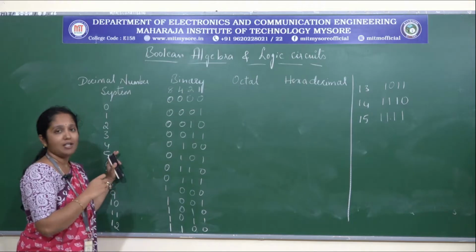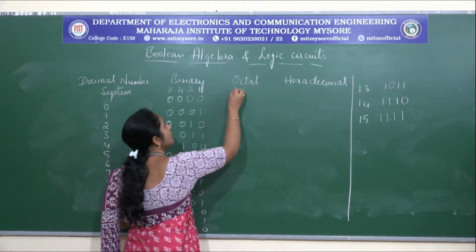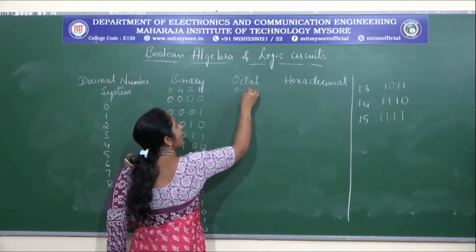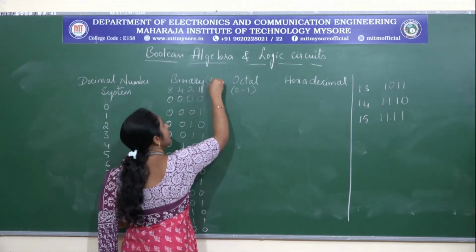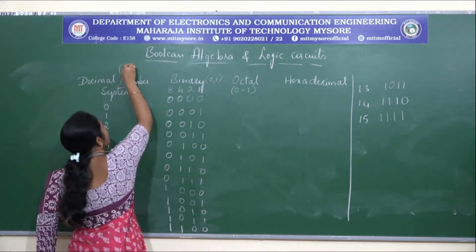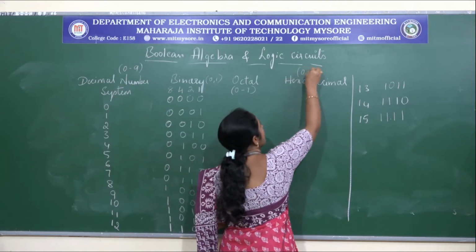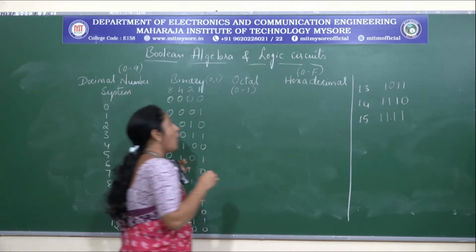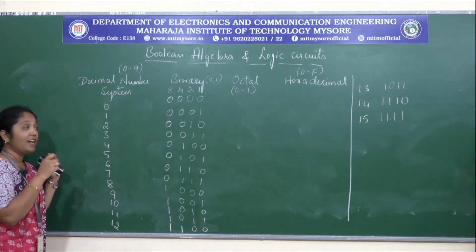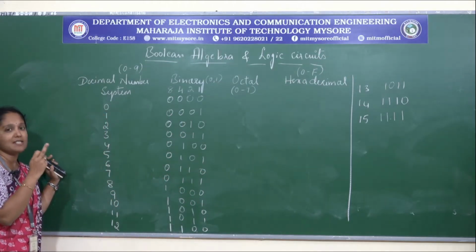Now let me write the octal numbers. How many digits will be there in octal? We will be having 0 to 7. In binary only 0 and 1. In decimal we will be having 0 to 9, whereas in hexadecimal 0 to F. So in octal the maximum value we have is 7.